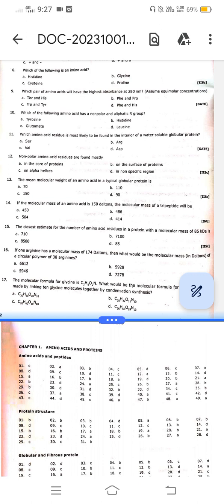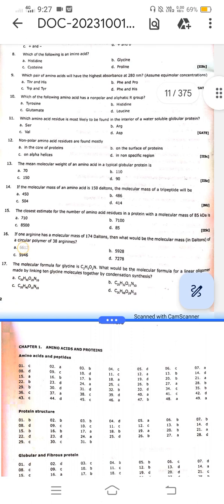414. And the closest estimate of the number of amino acid residues in a protein with a molecular mass of 85 kilodalton is 710. Okay.